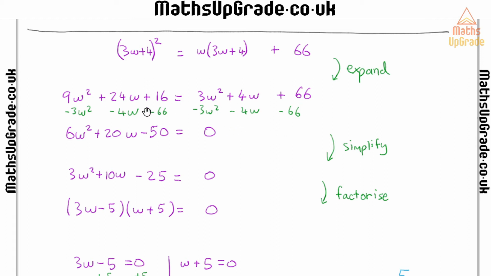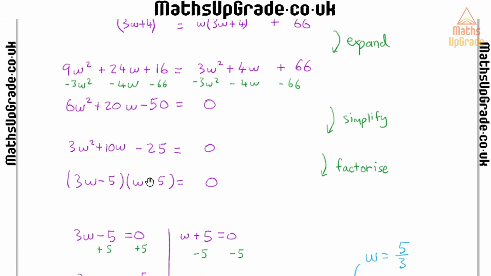And now you can see that a quadratic is forming. So let's collect all the like terms onto one side by subtracting 3w squared minus 4w minus 66. And that gives me this equation here. Now I can see that each term on this side of the equation has got a factor of 2, and the 0 has also got a factor of 2. In other words, I can divide everything by 2. So that gives 3w squared plus 10w minus 25 equals 0. That just makes the numbers smaller and easier to use.